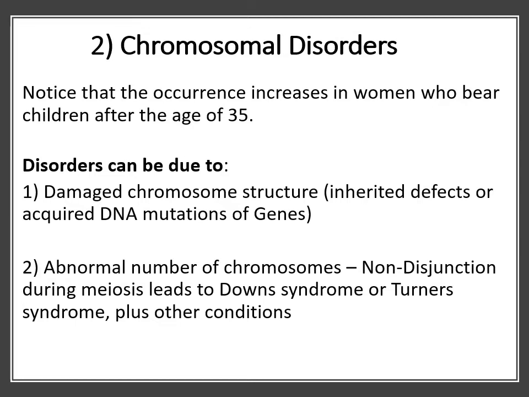Okay, so Down syndrome, for example, is a condition where you have an extra chromosome at number 21. So trisomy 21. Turner syndrome is where you're missing an X chromosome. So we call it XO. Okay? All right, we'll keep on going here.